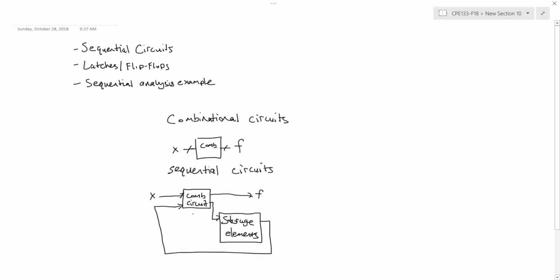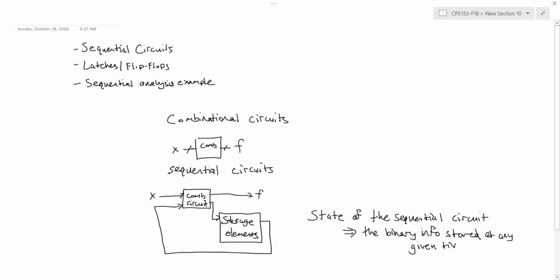So for a sequential circuit, the output not only depends on the inputs, but also on the current state of the sequential circuit, where state of the sequential circuit is simply the binary information stored at any given time within the storage elements. And this is an important concept for sequential circuits, the state of the sequential circuit.